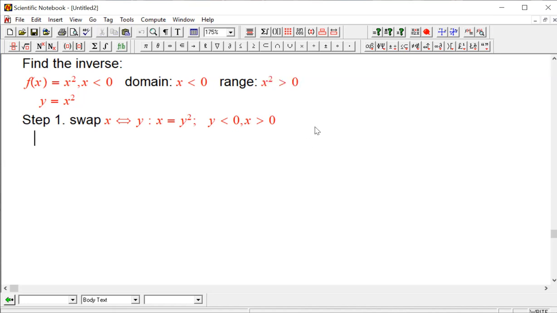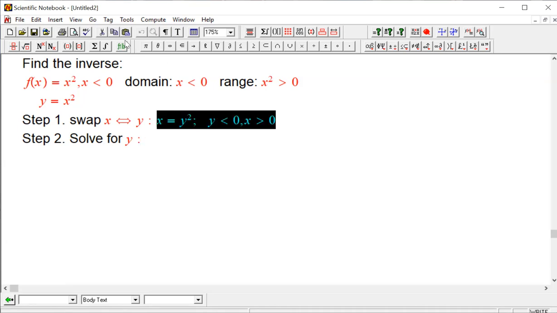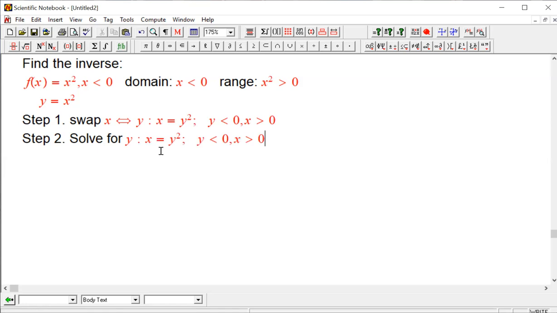So with that said and done, let's look at step 2. Step 2, we're going to solve for y. When we're solving for y, with all these attachments, naturally, we're going to take the square root on both sides. Can we take the square root on the left? Well, x is positive, so we can take the square root on the left. And we can take the square root on the right-hand side as well.